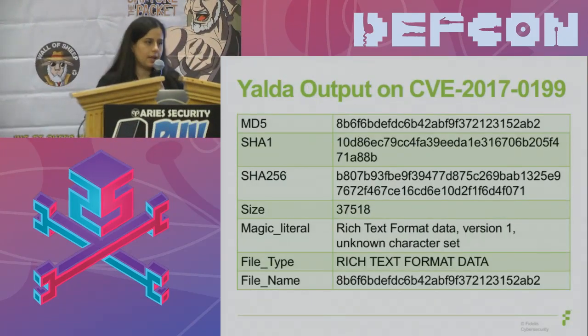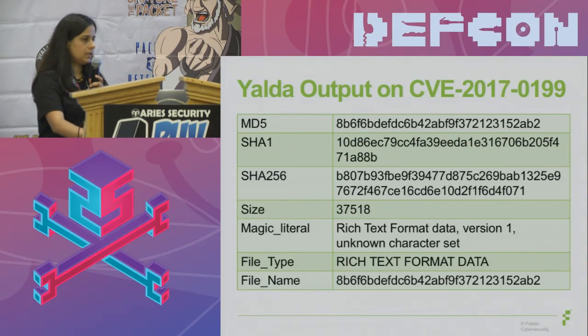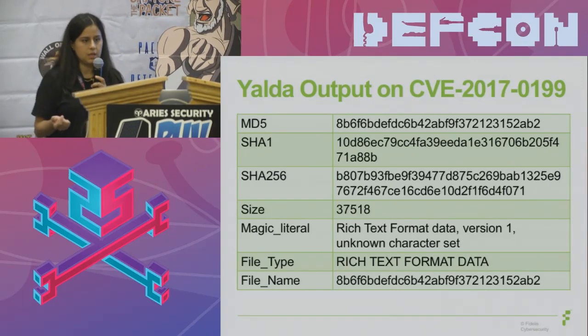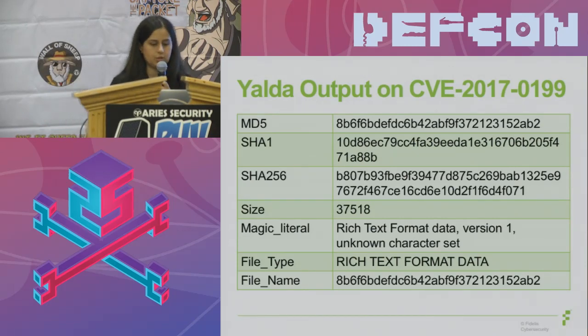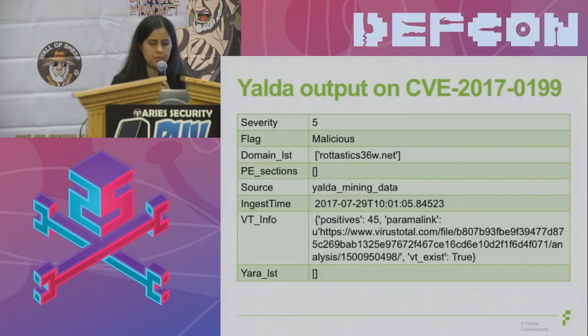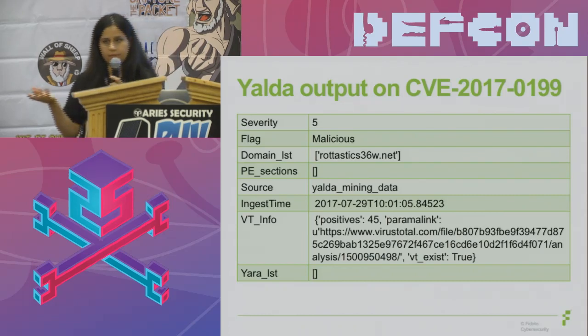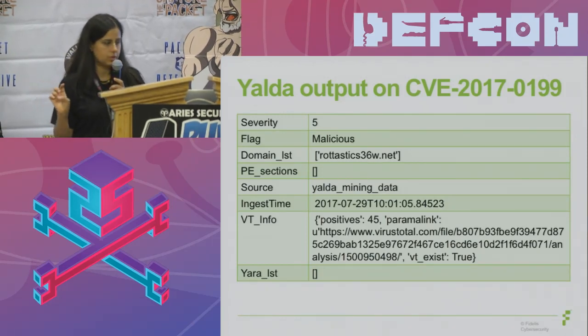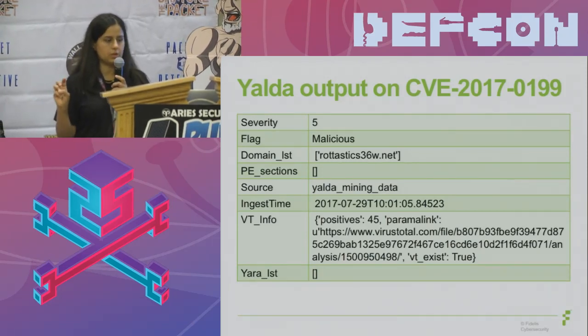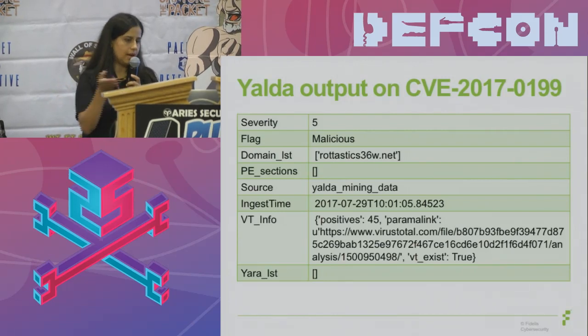This is an analysis that is done on one of the RTF files. These are the pieces of information that Yalda extracted: the MD5, SHA-1, SHA-256, size of file, magic literal, file type, file name. The severity is 5, the highest severity, and it's flagged as malicious. This is the domain that has been extracted from this particular file. There is no PE section, of course. The source is Yalda mining data.